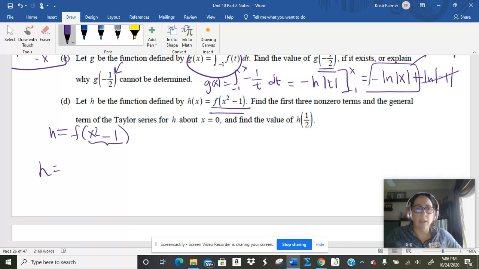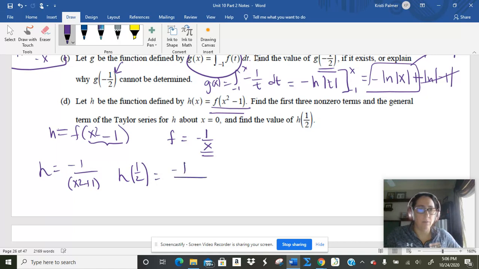So I knew that f was this, and I'm going to go ahead and just plug it in. So h would be negative 1 over x squared plus 1. I'm just going to do function composition. And then it says go find h of 1/2. I could leave it like that if I wanted to, or you could simplify it if you wanted to. That is completely up to you.